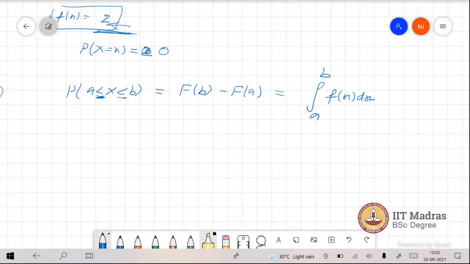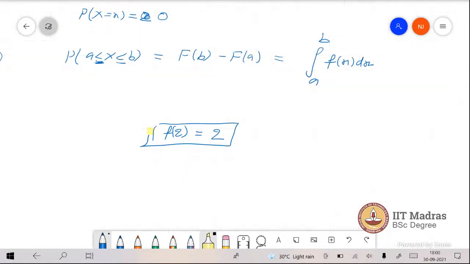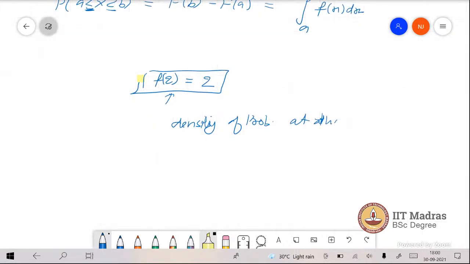My question is, if I write f(2), the density at X taking value 2, what does it mean? Exactly, this is not the probability, first thing. Don't take it as the probability. It is the density around that point, the density of probability. It means how probable that point is to occur.